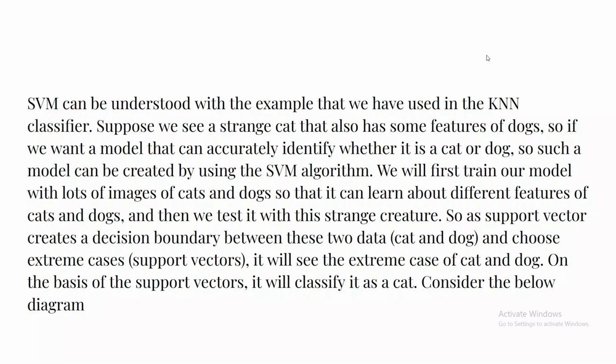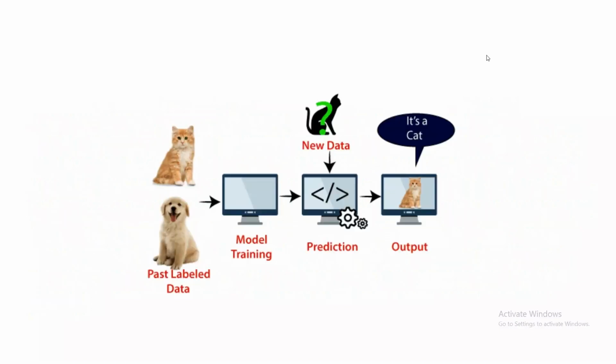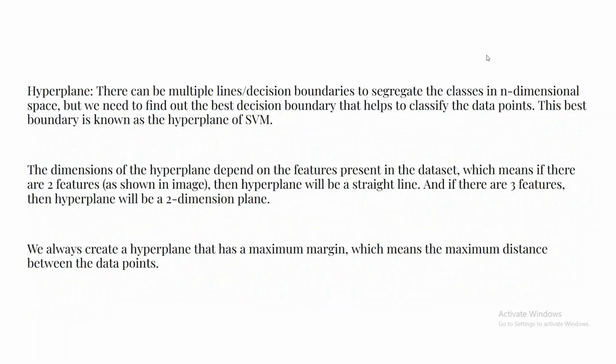As the support vector machine creates a decision boundary between the two classes, cat and dog, and chooses extreme cases, it will see the extreme cases of cat and dog. On the basis of the support vectors, it will classify it as a cat. See the diagram: here we have both cat and dog data, and we are training the model. After that we are predicting with the new data and we are getting the output.